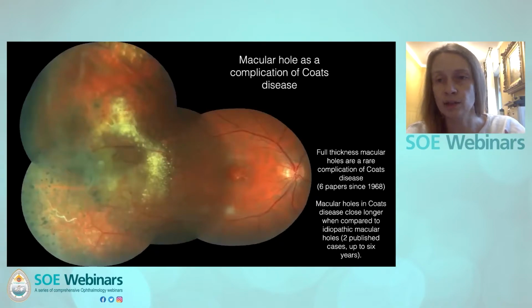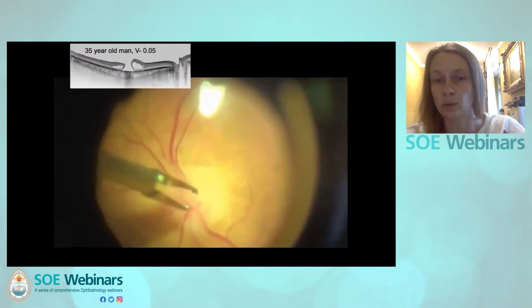Another rare indication for the inverted ILM flap technique is Coats disease. In the literature, I found only several papers in the last 60 years on this rare complication of Coats disease. And 2 of them reported that the closure process might take even more than 6 years in order to close the macular hole.